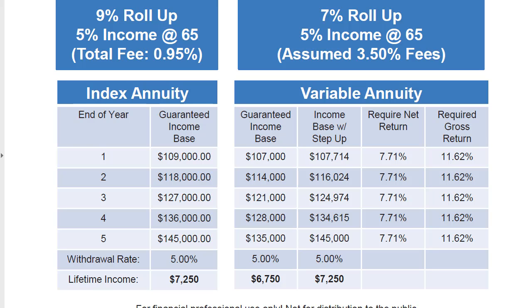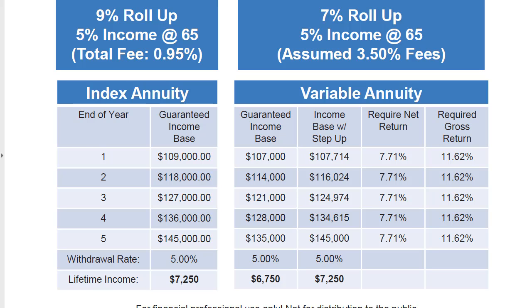I've given this presentation, talked through this quite a few times before, and I've had some folks actually question and say, hey, I'm seeing a gross return of 11.62%. And if I were to just subtract 3.5% from that, well, that tells me that my net return is 8.12, but you're showing a net return of 7.71. Why is that? That math doesn't add up.